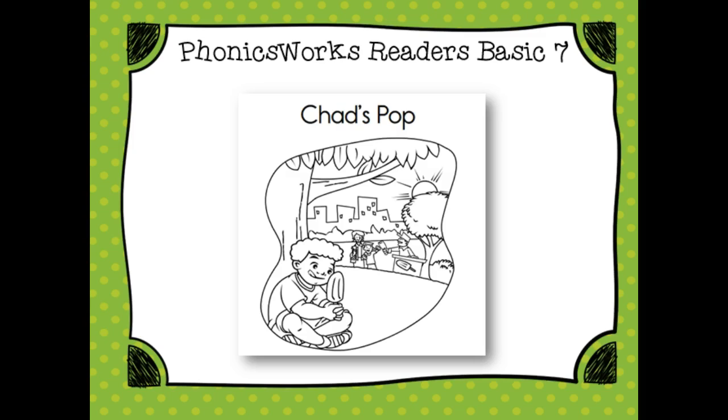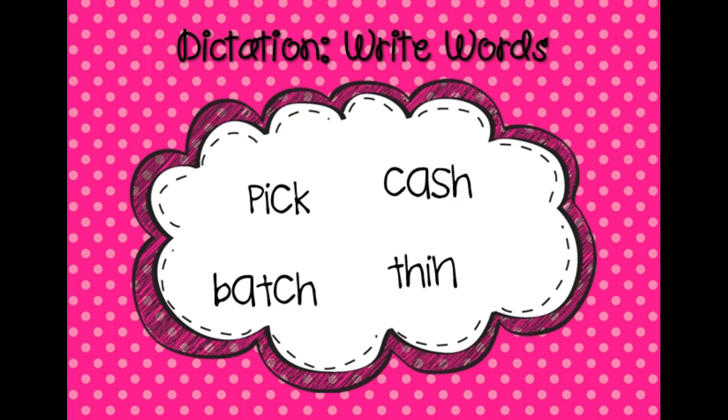Now students will read the story Chad's Pop. This is found on page 25 of the Reader's Basic 7. Students should read the story silently once or twice before reading the story aloud. Pause this lesson to read your story. The last offline activity for this lesson is found on page 715. It's the dictation activity where students are writing words. The words for this activity are pick, batch, cache, and thin. Have students finger stretch and sound out these words and listen for those digraphs and trigraphs that they've been learning.